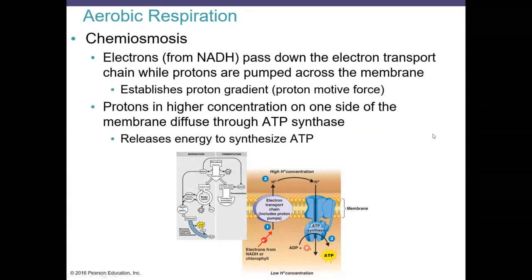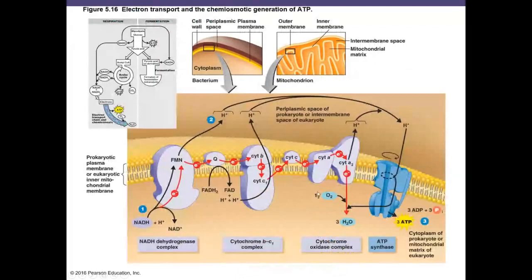So chemiosmosis is where the electrons from NADH pass down the electron transport chain, and then we pump protons across the membrane. All right. So notice what we're doing here. We're pumping these hydrogen ions out, and then they're naturally, once they're in high concentration, going to want to move back down, and we allow them to move through this. Well, this is a better picture of it anyway.